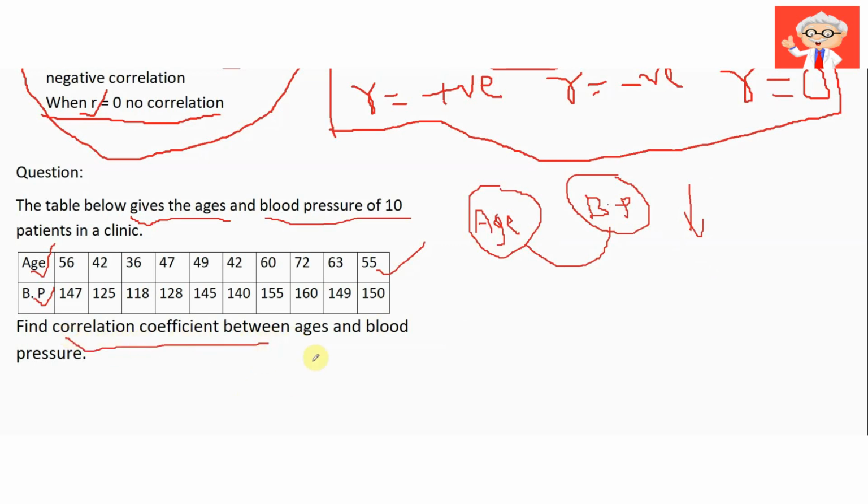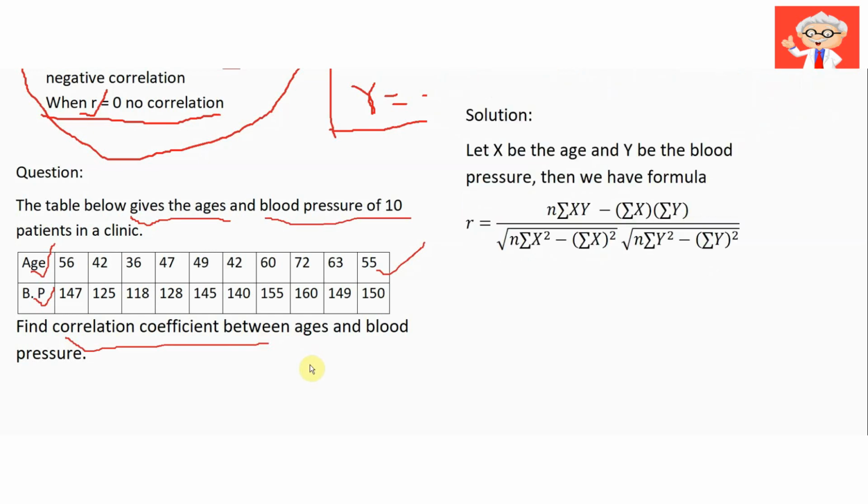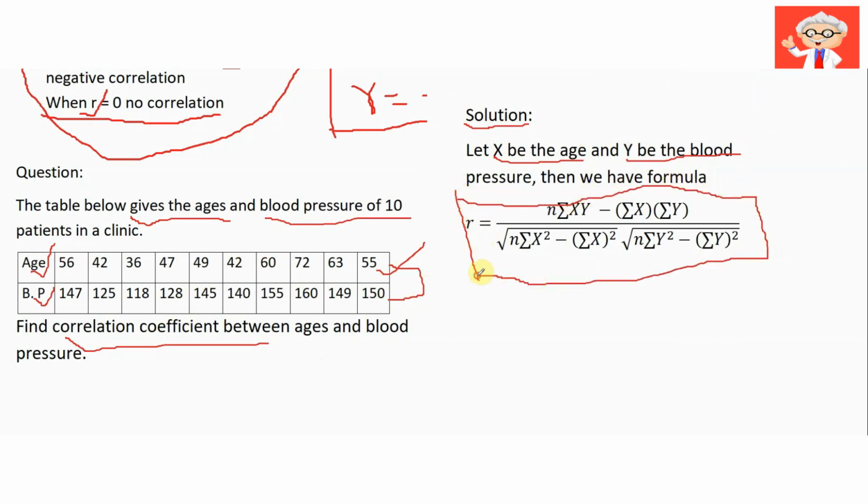Now comes the solution. Let x be the age. First of all, we have to represent these two values by two variables: x is the age and y is the blood pressure. Then, to find the correlation coefficient between age and blood pressure, we will use this direct formula. You can always use this formula. I have already told you that you can always use this formula.